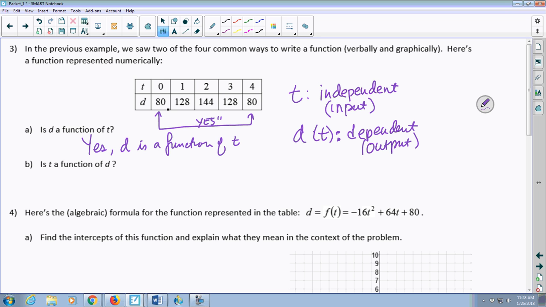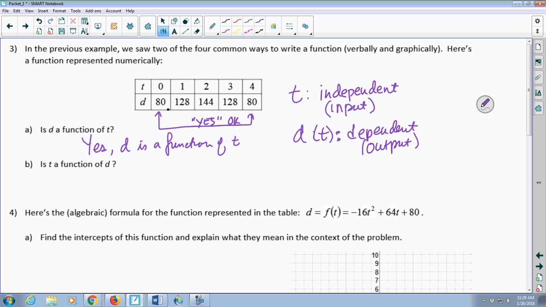Going back to something that you didn't talk about in your cobweb review, this function would not be considered to be one-to-one. Because 0 goes to 80 and 4 goes to 80, it's not one-to-one, which means it doesn't have an inverse function, unless you do some restrictions.